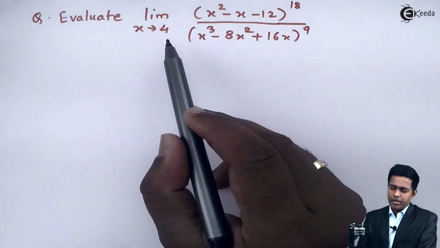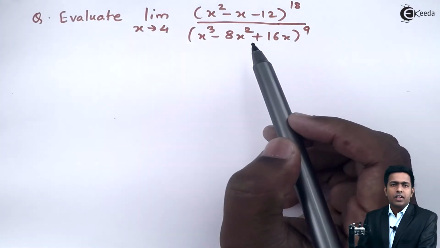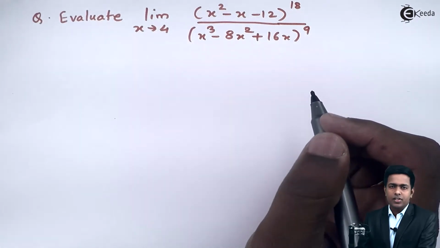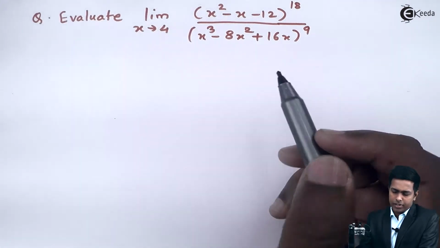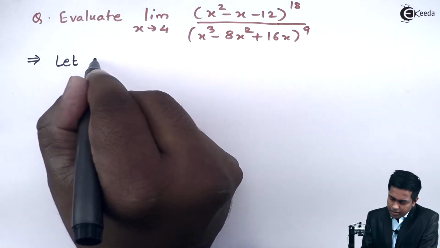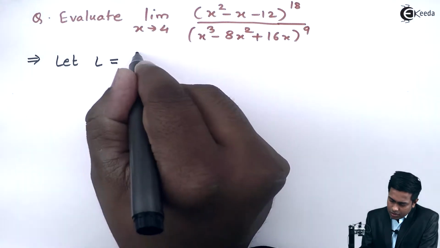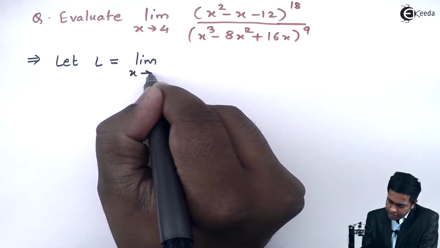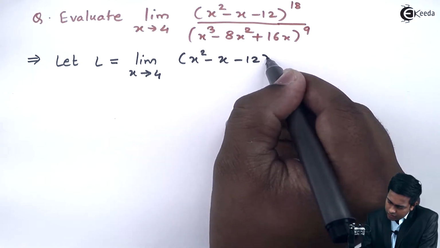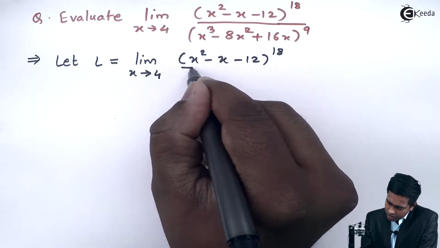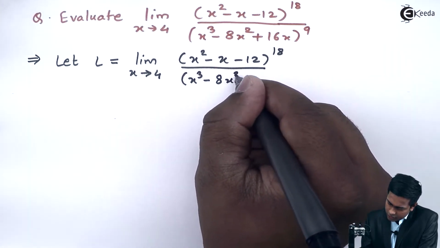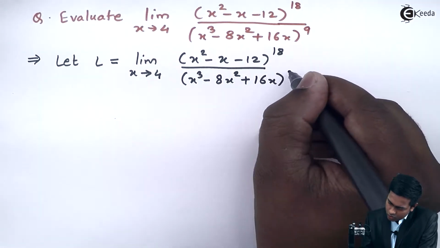So this given limit is an algebraic function, and whenever we have an algebraic function we always start with the direct method. So here let's apply the direct method. I'll consider this given limit as L, which is limit x tends to 4, (x² − x − 12)^18 upon (x³ − 8x² + 16x)^9.